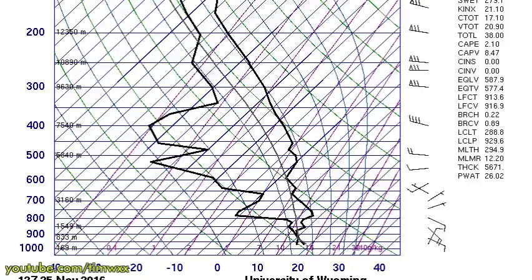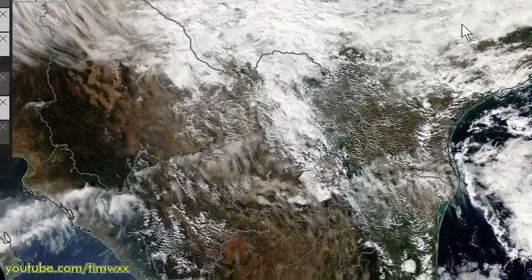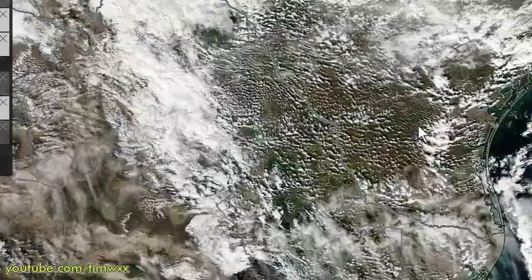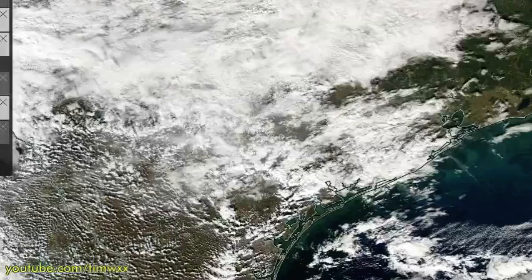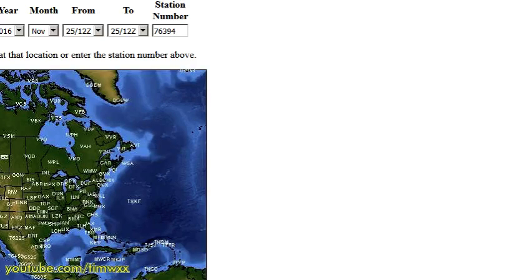And let me pull this up real quick. Yeah, so this is all kind of the process of tying everything together. So we know that the front is down to the south somewhere around here. So how about isentropic lift? Where does that factor in?